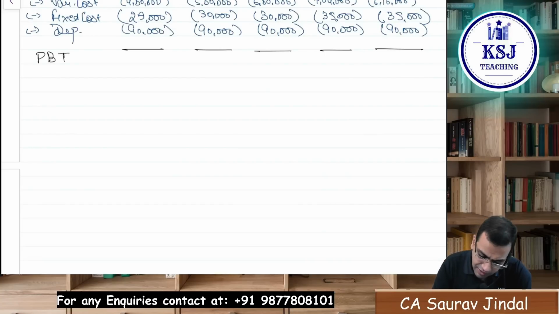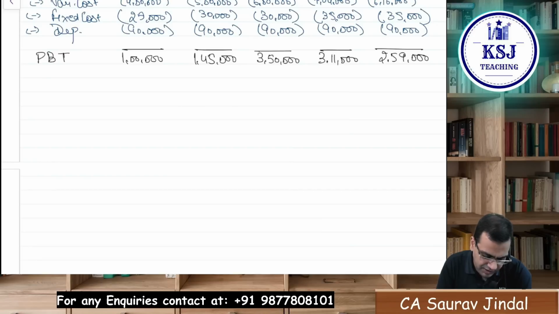This PBT will come out to be 1,45,000. I have already done the solution. That's why I'm directly writing the figures. 3,50,000, 3,11,000 and 2,59,000, sir. Right? Yes. Just cross verified once, but otherwise I have done and I have verified the answer. So it's all correct. Right? So PBT is 1,45,000, 3,50,000, 311 and 259.